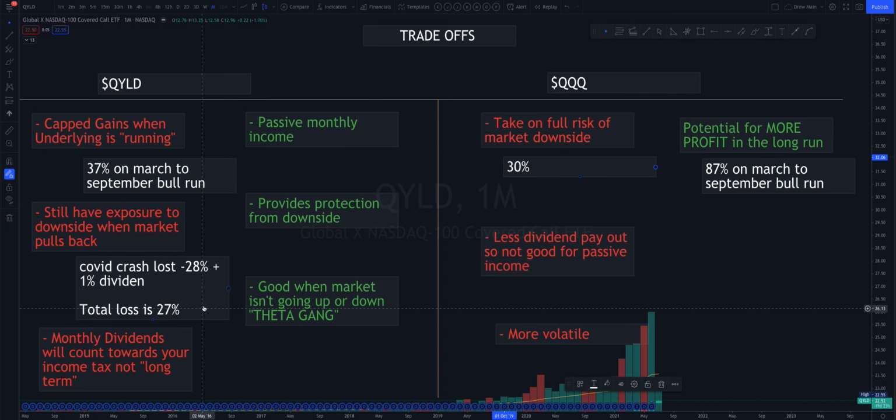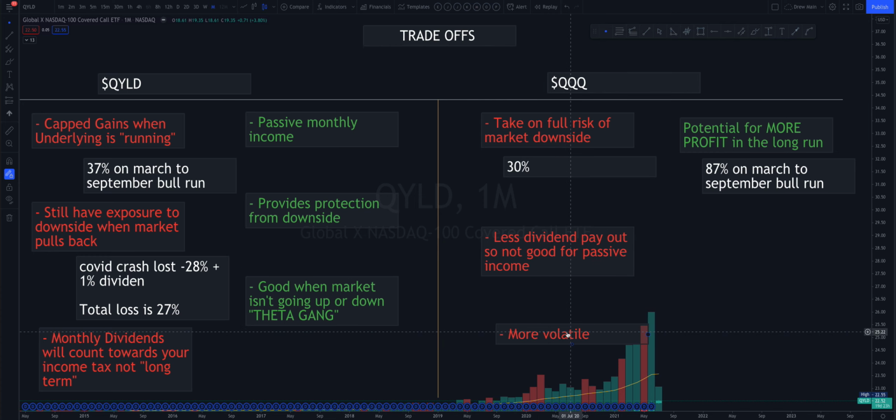And your monthly dividend, depending on if you have it in a taxable or non-taxable account, the tax implications might be a little different. Qs are high risk, high reward, 87% move compared to just a 37% move from QYLD. More downside because here you lost 27%, but Qs lost 30%. Dividend isn't significant and it's more volatile.